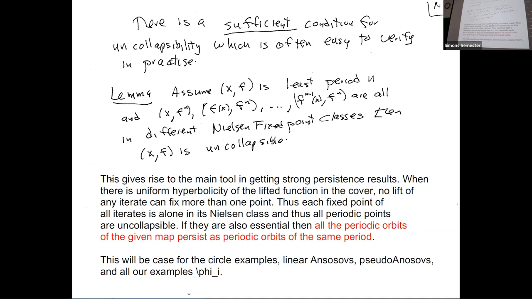This is what we're going to use over and over again. It was true on the circle example, linear Anosovs. It'll turn out to be true for pseudo-Anosovs, which I'll talk about next time, and for all our examples. So this is the main tool: you have a model map, it's hyperbolic in the universal cover, it has essential classes, and then you get persistence from Nielsen theory. That's the name of the game here.